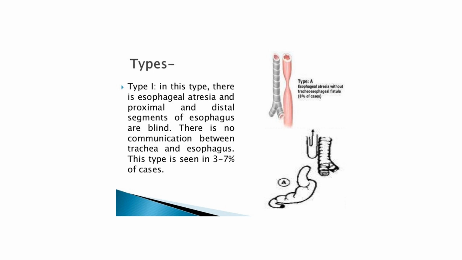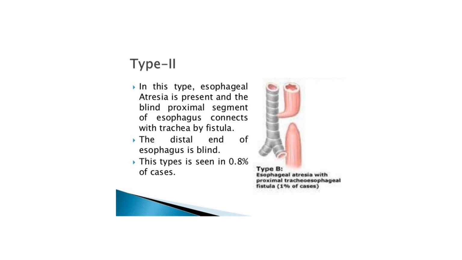Next we will see type 2. In type 2, the proximal segment of the esophagus is abnormally connected with the trachea, which is called a fistula, and the distal part of the esophagus is blind. So this condition has both fistula as well as atresia.